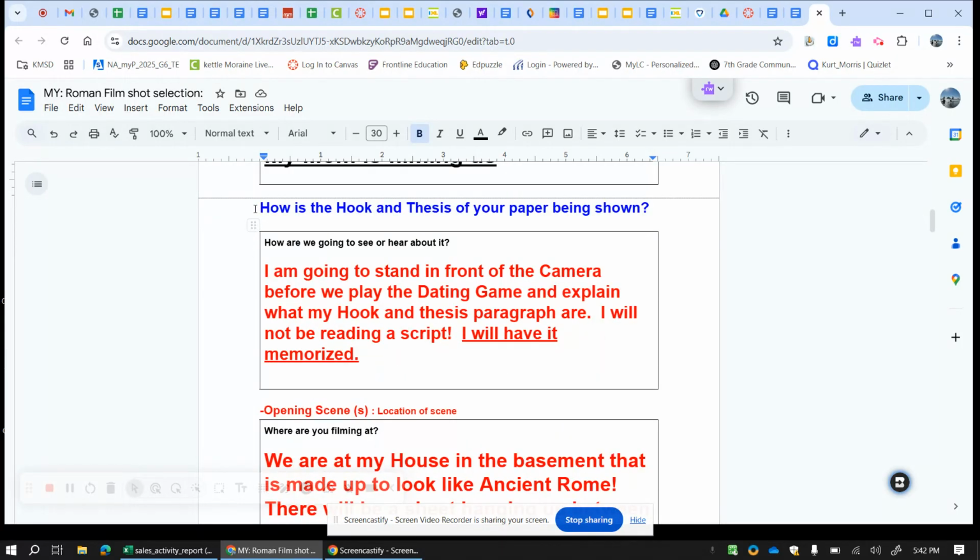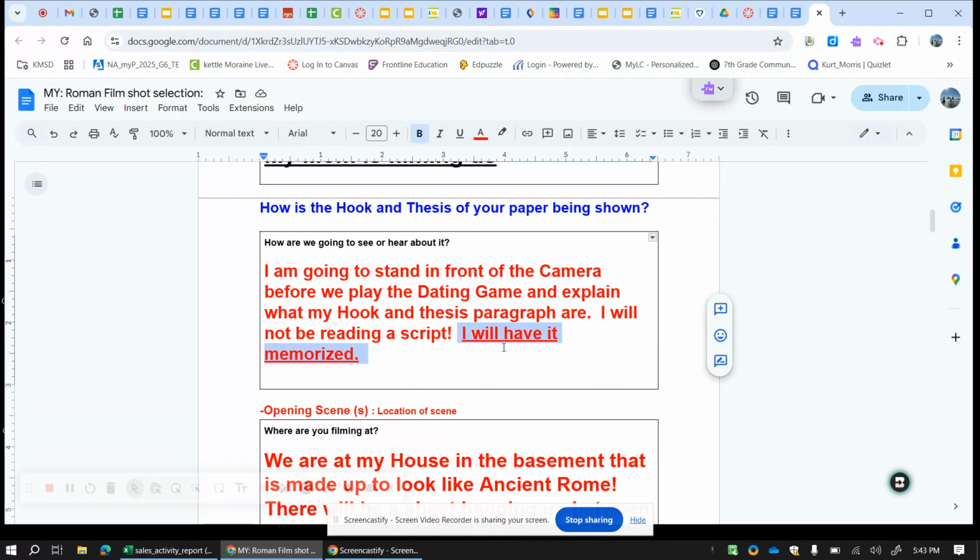How is the hook and the thesis going to be shown? How are we going to learn about the hook? Well, before we start filming anything, I'm going to stand in front of the camera, and I'm going to have on my toga because I'm all ready for my scenes. And before we play the dating game, I explain what my hook and my thesis paragraph are. And I will not be reading the script. I'm going to have it memorized. I am not going to stand in front of the camera with a piece of paper and read it. I am going to memorize the thesis paragraph.